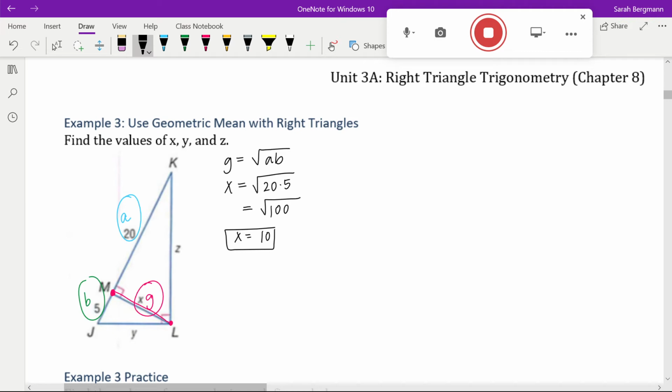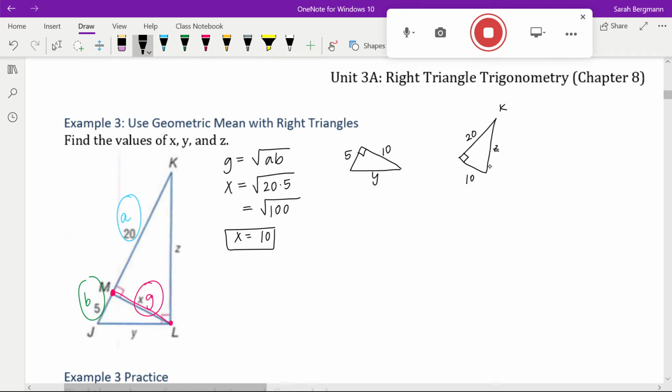Now that I have the value of X, now I can go ahead and find the values of Y and Z. It doesn't matter which one I find first, whether I find Y first or Z first. It might help you out to redraw the two separate triangles.